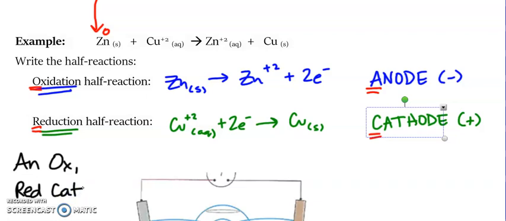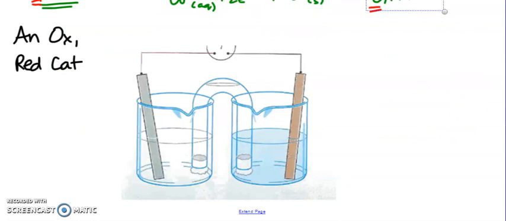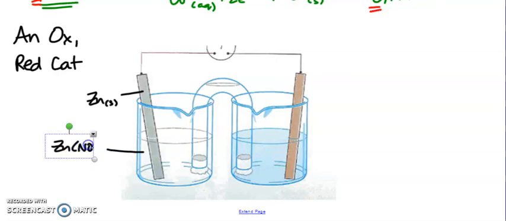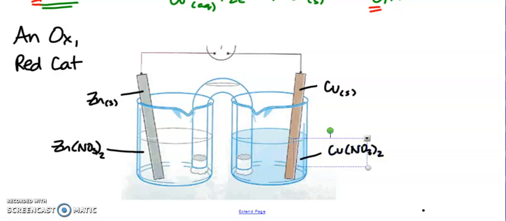All right, so here's what it looks like. Here's what a voltaic cell actually is. So you've got your 2 beakers with your metals and your solutions. I'm going to label some stuff here. So this metal here is my zinc. So there's my zinc solid. And the solution it's sitting in is my zinc nitrate. Okay. And then on the other side, this is my copper solid sitting in my copper nitrate.